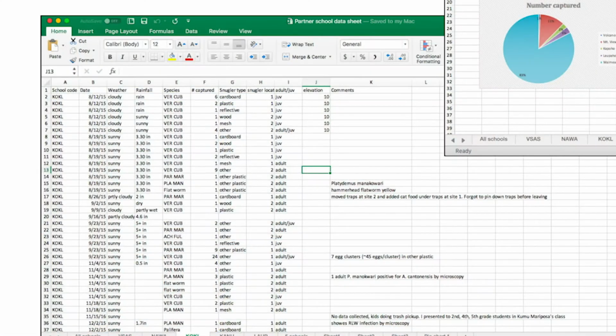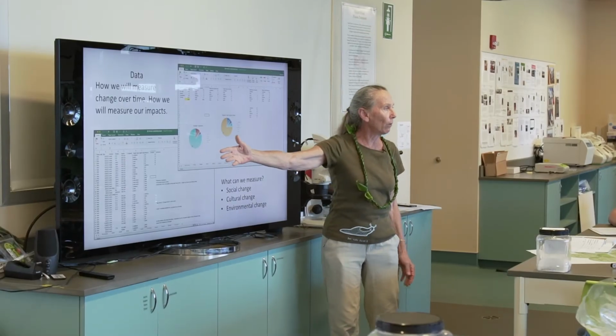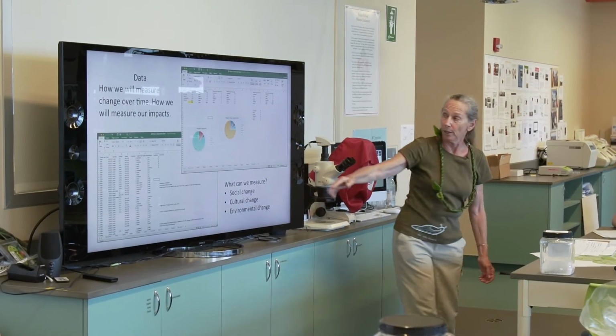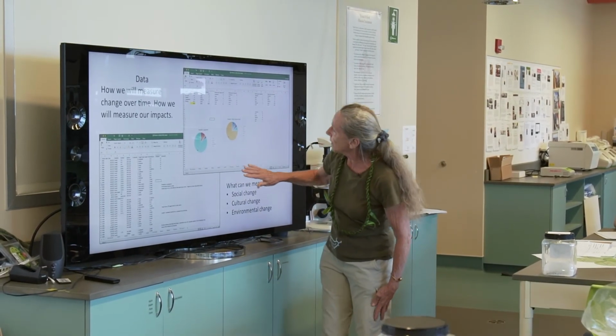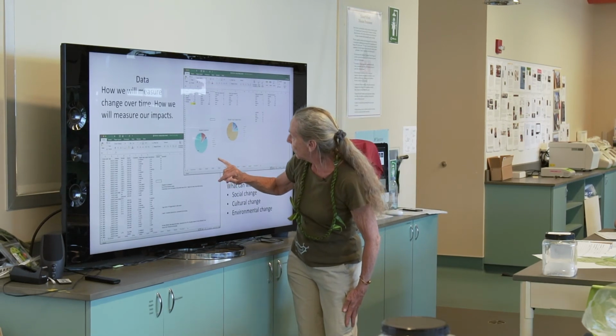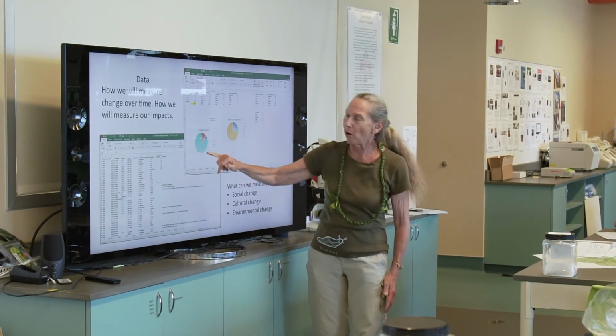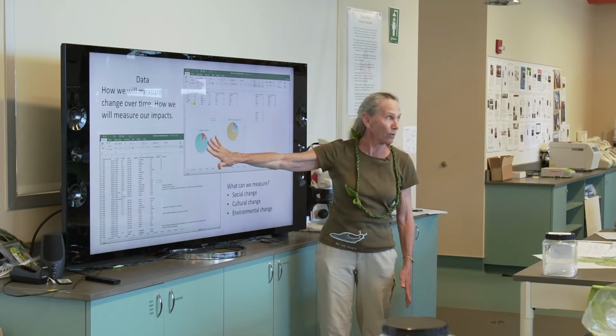We were calling them snugglers at the time, our shelters. It was like slugs, snail, shelter. We called them snugglers. You know, and then notes over here. And then we could run our stats. We could look and say, what was our most effective shelter? And this was our 5 schools, number captured.